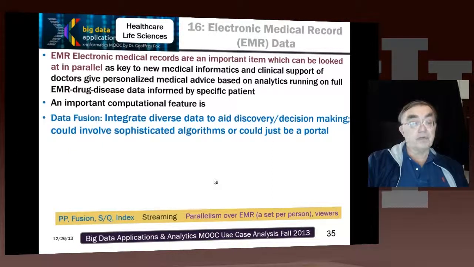And this fusion varies all the way from very complex machine learning to do the integration, through a portal which just has different gadgets in it, one gadget for each source of information. Data fusion is one of the less well defined of the areas because its implementation and its input are so varied. There are so many different aspects of diversity, and it's different in different fields.